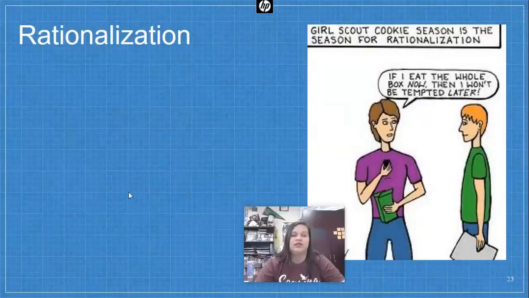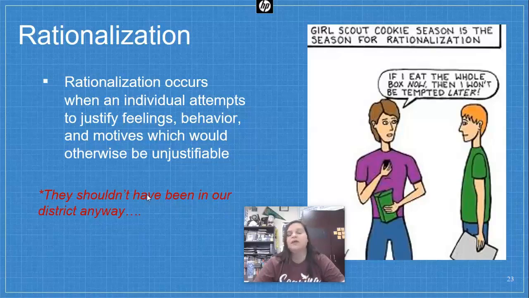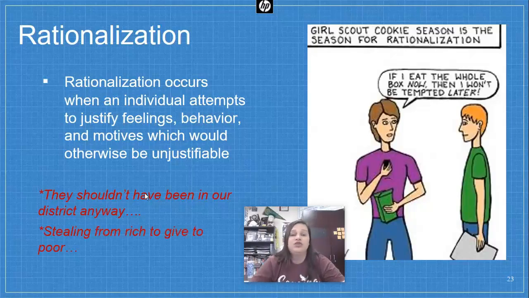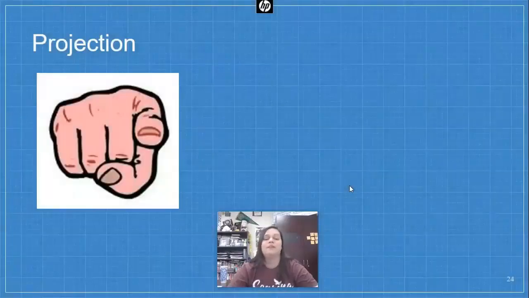The first of the defense mechanisms is rationalization. This is when we attempt to justify our feelings, behaviors, and motives, which would otherwise be unjustifiable. Maybe your team lost, and instead of recognizing that your team wasn't prepared, maybe you rationalize your loss saying, well, that team shouldn't have been in our district anyway. People who believe stealing is wrong may steal from the rich or from the government and say it's okay because they're giving it to the poor, or it's okay because they're such a big group. Or kind of on the silly end here, Girl Scout cookie season. I always tell myself it's okay, it's a fundraiser for those kids so I can eat all those cookies, even if it's not so healthy.